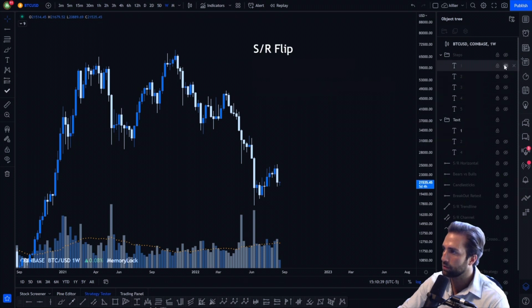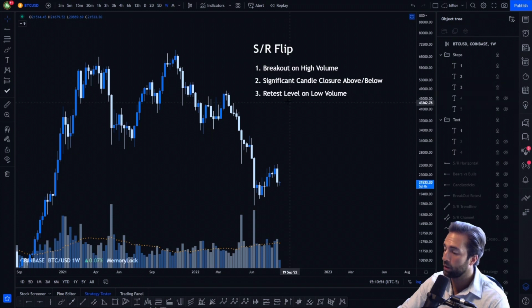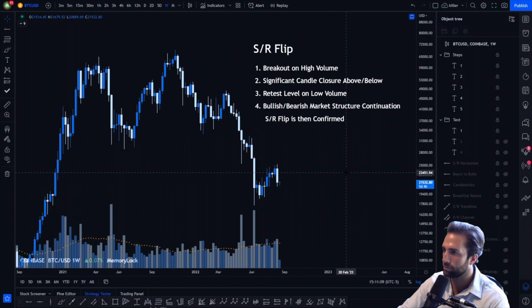There are 4 steps to an SR flip. 1, you want to see the breakout on high volume. 2, you want a significant candle closure above or below the level, signifying that it was held. 3, you want to retest the level on low volume. 4, you then want bullish or bearish market structure continuation, which then confirms the SR flip.